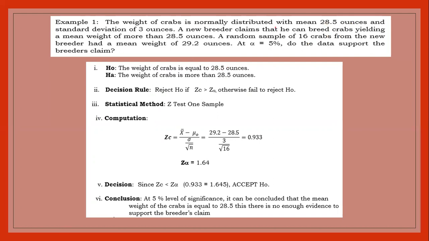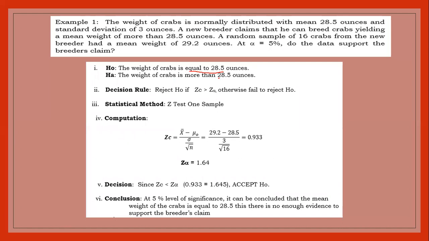Okay? So ano yung mini-measure dito sa problem na to? It's the weight of the crabs. Always equate to the population mean. So equal to 28.5. Okay. Alternative would be the weight of the crabs is more than 28.5. Again, population mean na, hindi yung sample mean.